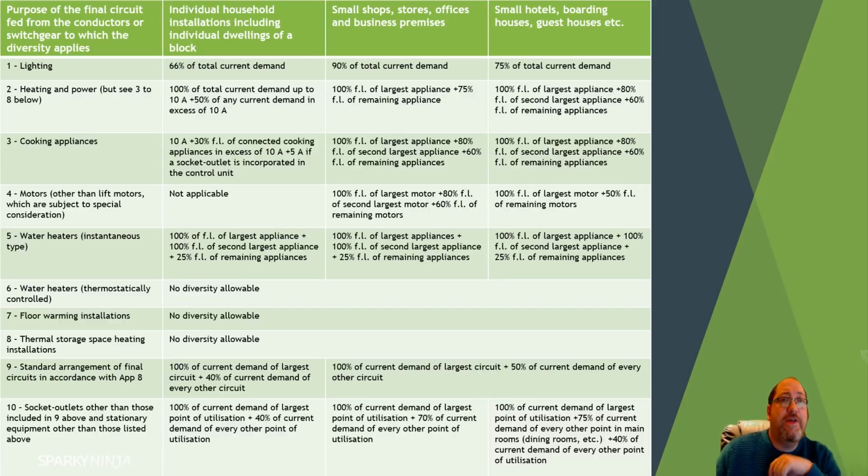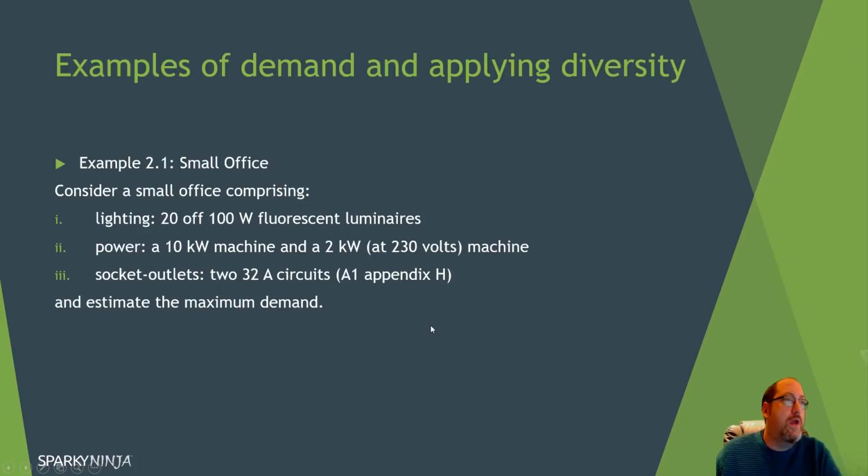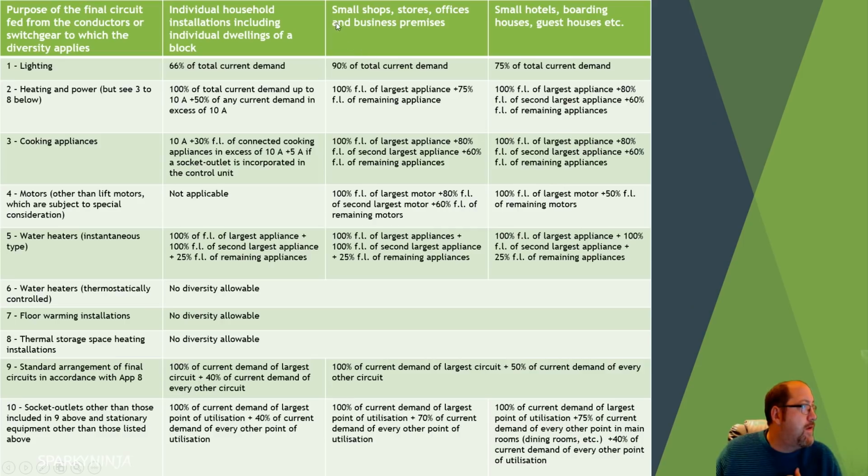The key things to note, first of all, here's the purpose. Lighting, heating, cooking, motors, water heaters, thermostatic. Fine, great. This one here is for your household type ring or radial according to Appendix H. This is a column for your household. This is a column for your small shops, stores, offices and business premise. And here's your small hotel boarding, etc. Okay, so we'll go to our first example then. Small office. So if we look here, small office, we're looking at this column here.